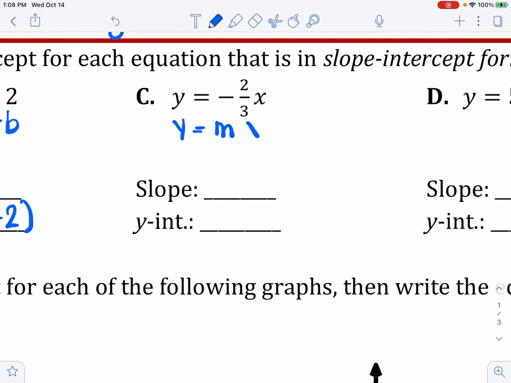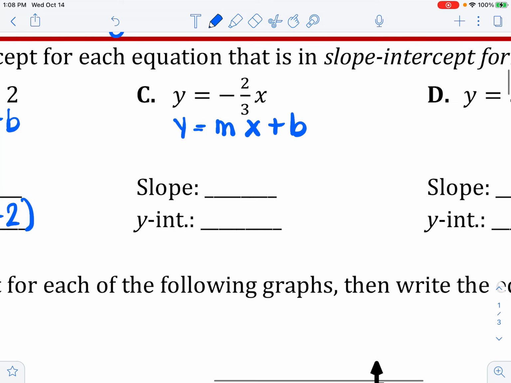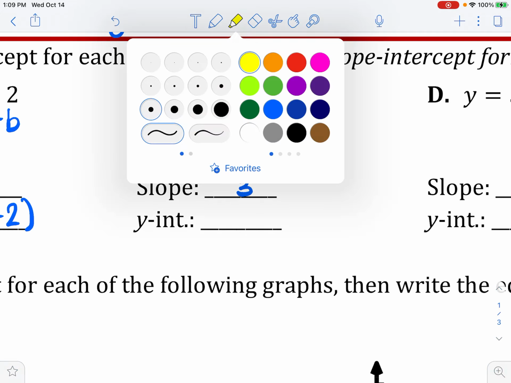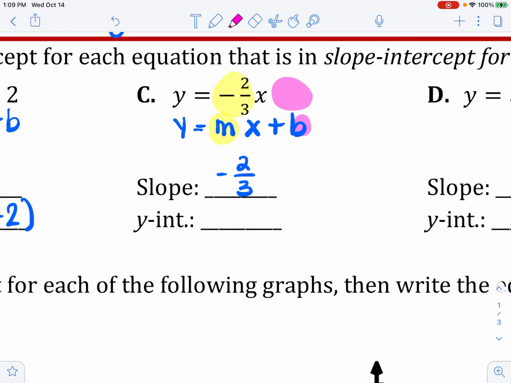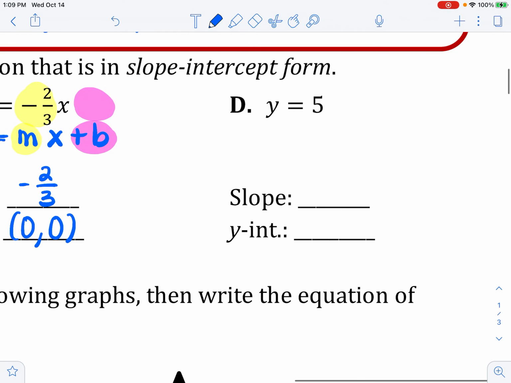All right, let's look at the next one. y equals m, there's the x, plus b. We'll start with the slope. My slope is the coefficient in front of x, so that is -2/3. b is this number right here, which, there's nothing there. So it's (0, and if there's nothing there, that's 0). It's not a 1, because if there was a 1 there, there'd be a 1 written there, right?